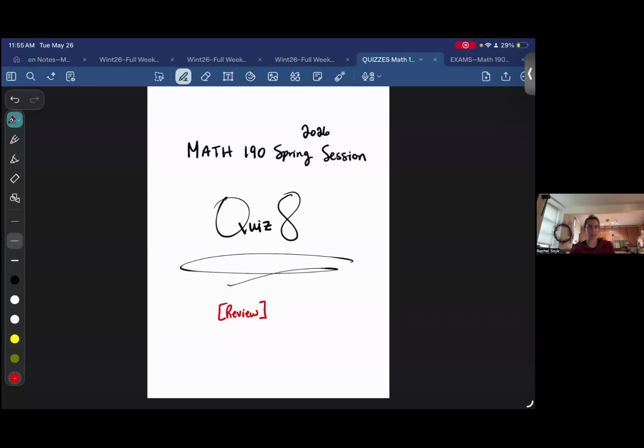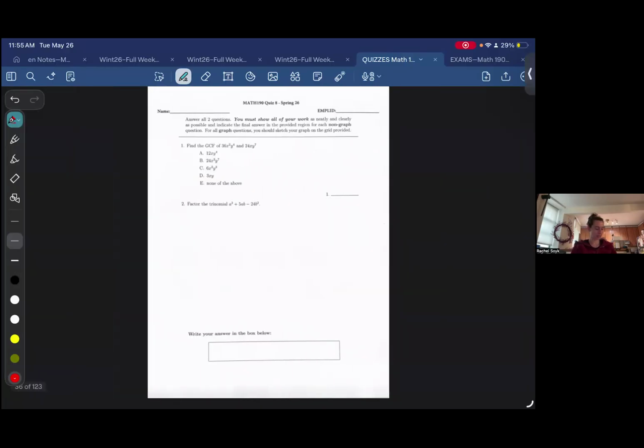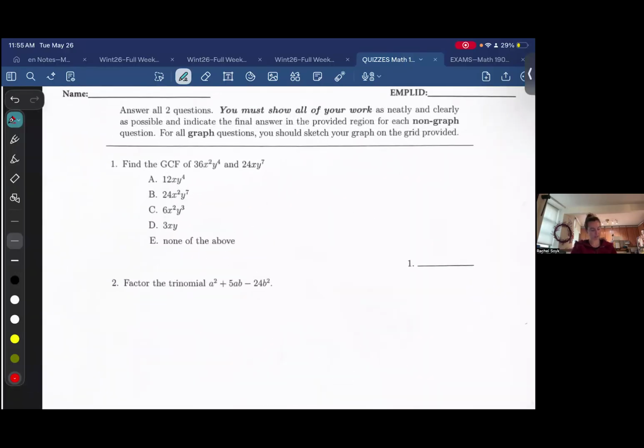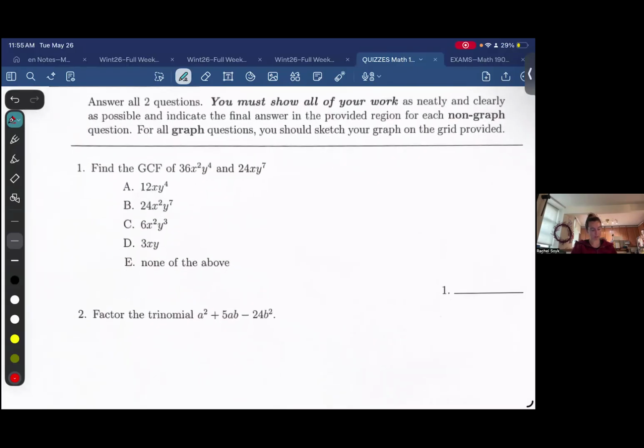Right, lecture quiz 8. Let's get into it. 2 questions. First one is a multiple choice. We have, find the GCF of 36x squared y to the 4th and 24x y to the 7th.